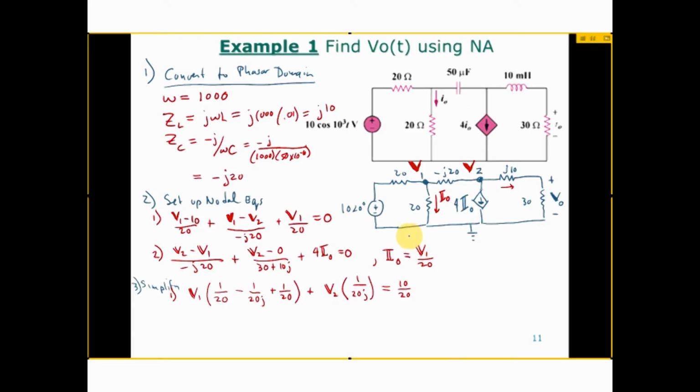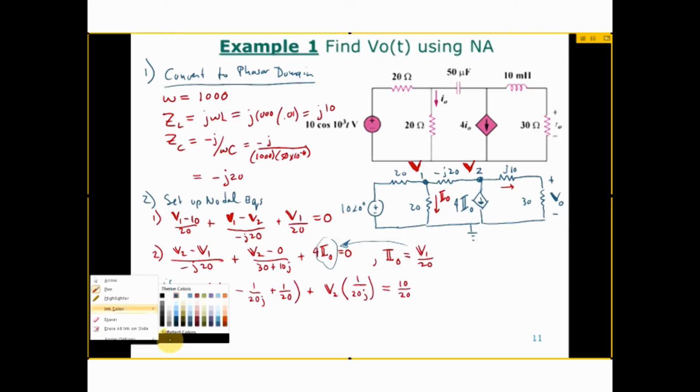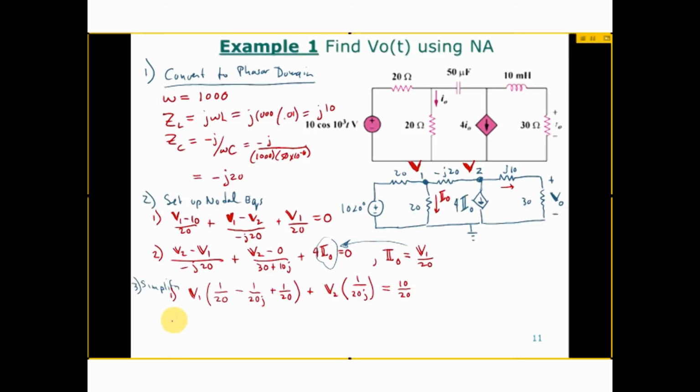Now, I'm kind of running low on room, but for the second one, when we see I0 here, we're going to just plug V1/20 in there. It's a pretty easy substitution, so I'm not going to rewrite that. So for the second one, let's do the same thing. Let's group all the V1 coefficients together. So V1 times, I've got a 1/20j, and what else? There's still another V1 in there.